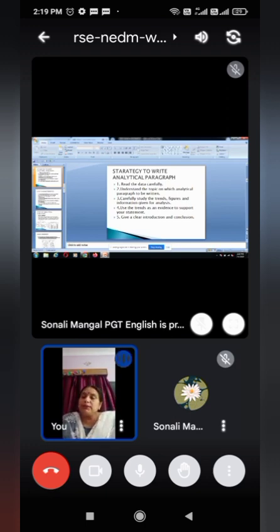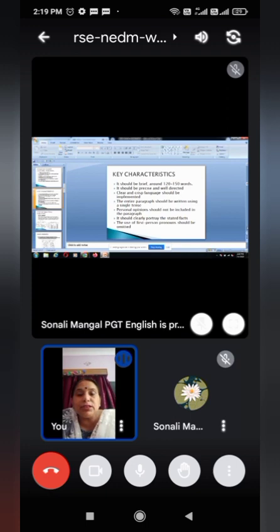There are three parts in the format: introduction, the mid part of the analytical paragraph, that is called body, and conclusion. Some key characteristics we have to remember, which are like the word limit, it should be 120 to 150 words. It should be precise, it should not be detailed, and well directed, means it is able to make itself clear. Clear and crisp language should be implemented. The entire paragraph should be written using a single tense. Tense we have not to change again and again.